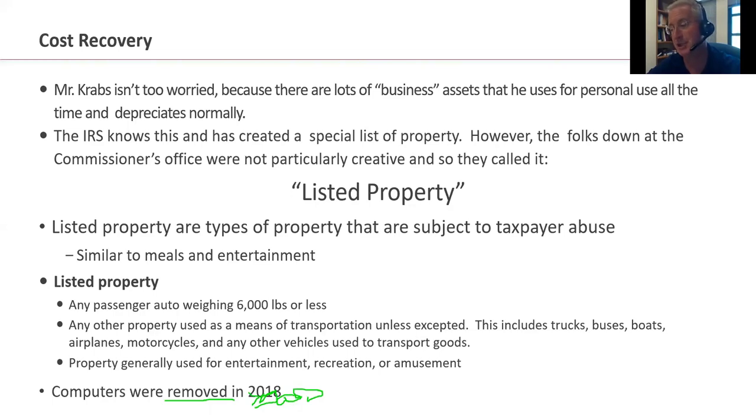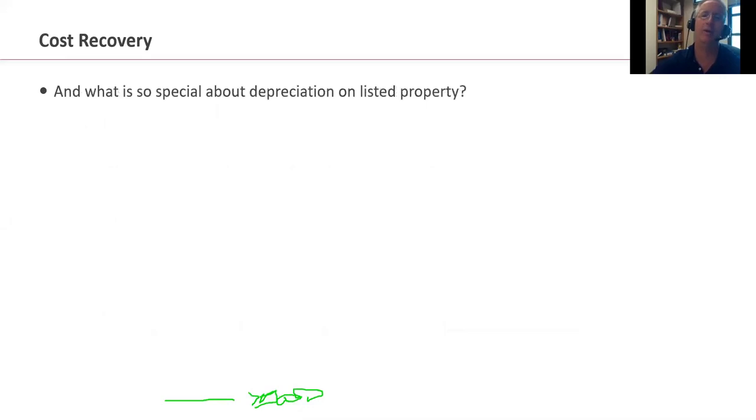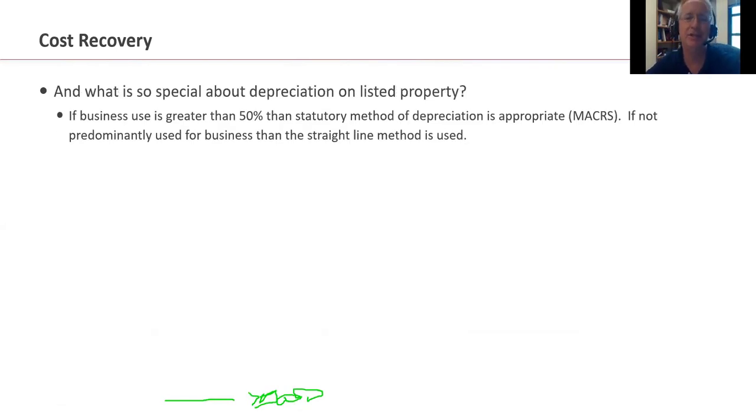Computers, believe it or not, were actually removed by the Tax Cuts and Jobs Act. So I think what happened is the IRS got tired of dealing with the fact that no taxpayer was using a computer as listed property. So it's like, we just give up. You win. So computers were removed from the list. So what's so special about listed property? As it turns out, not really that much. If the business use is more than 50%, so if the use is primarily business, then you just depreciate using MACRS. So really, there's nothing different about it. If it's not used more than 50% for business, then you are required to use the straight line depreciation method. That's it. That's all that's unique about listed property.